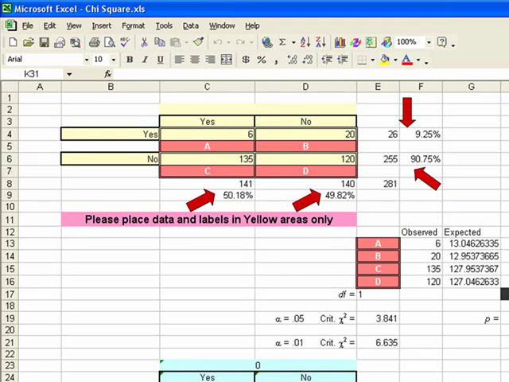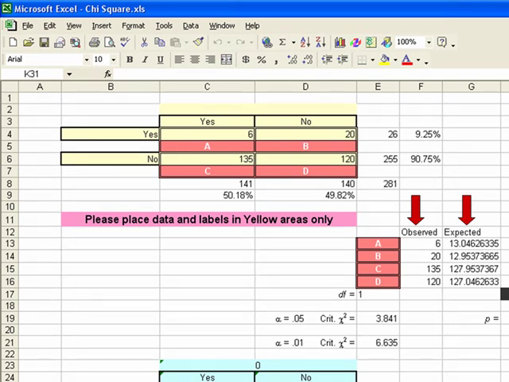Also, when we entered our 6, 20, 135, and our 120 in those yellow cells, they were also automatically entered into the observed cells down below. Here we have A, B, C, D, and we have the observed cells 6, 20, 135, and 120. Next to that is the expected number of cases we would expect in each cell if there's no relationship between wound infection and whether or not the patient is heated.